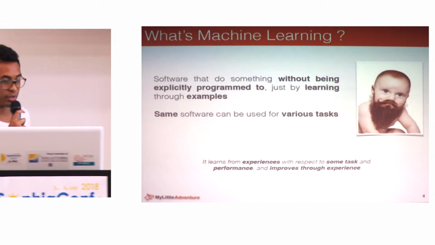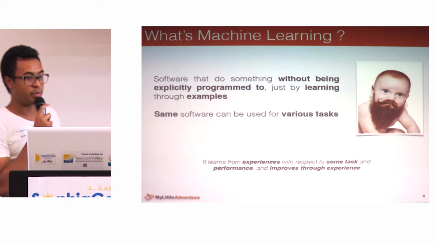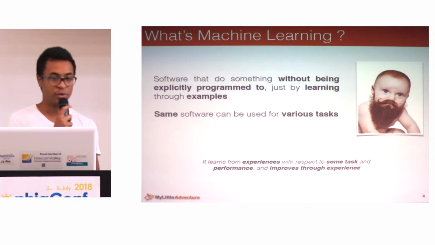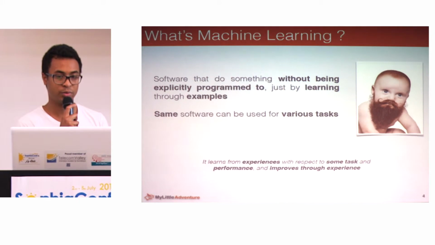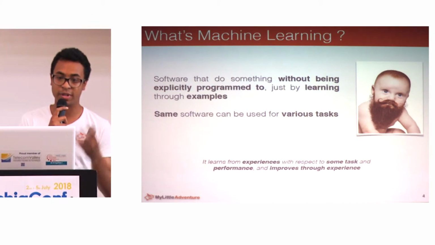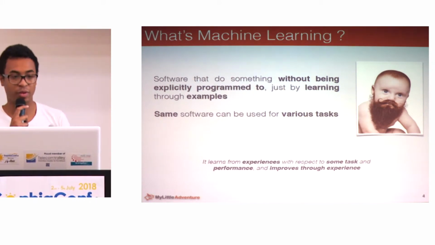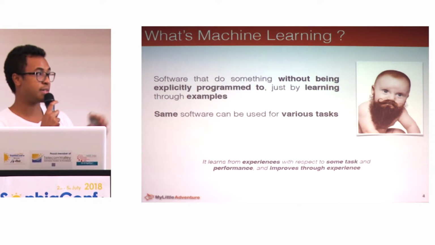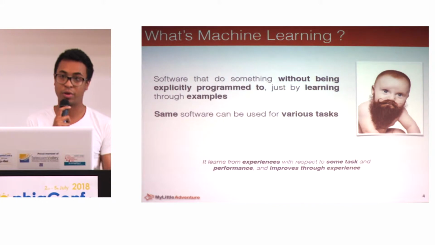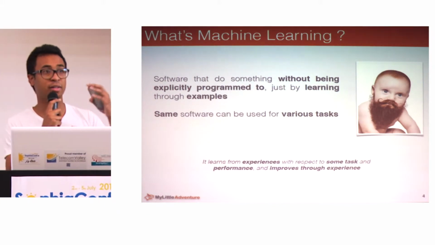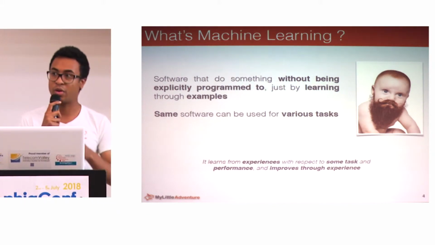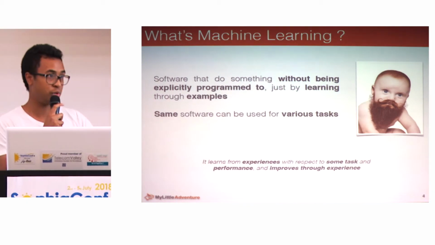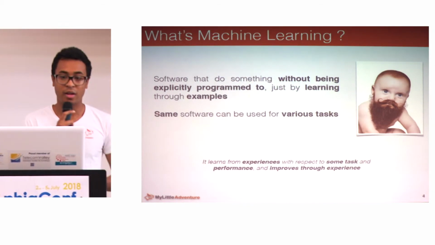So what is machine learning? I'll be real quick, sorry. Machine learning is the field of study that allows software to do something without being explicitly programmed to, just by learning through examples. So it means that you can use the same piece of software and just feed it other examples and use it in various tasks. Okay.